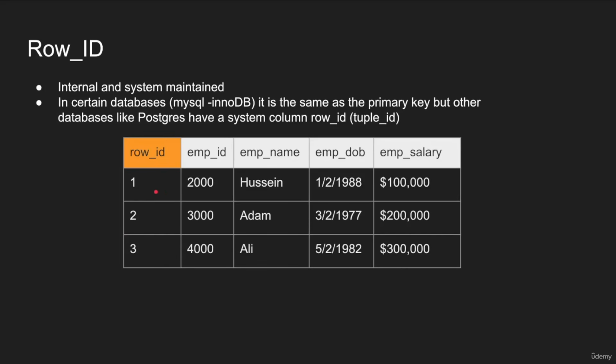Nothing so special. In MySQL, for example, the primary key becomes that pseudo row ID effectively. But in Postgres and some other databases as well, a new row ID is created on your column, and that is how it is referenced effectively.